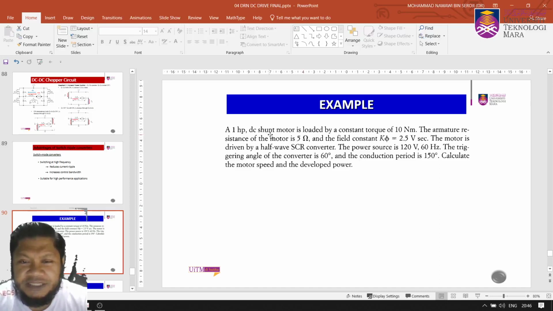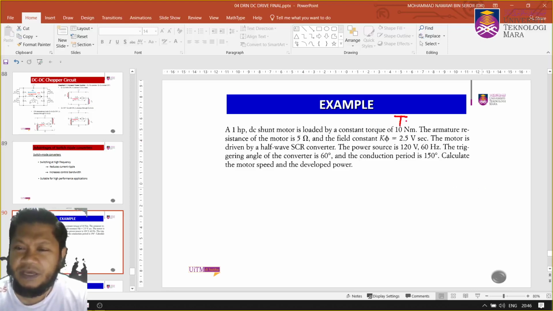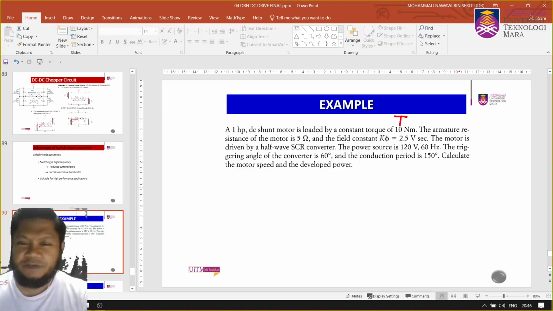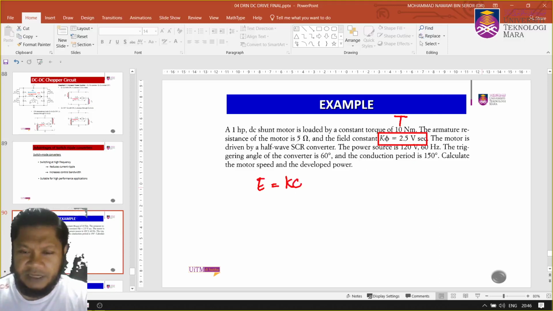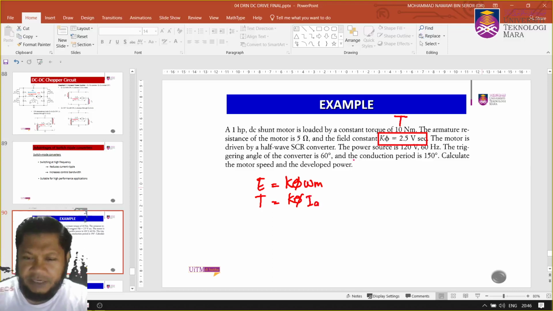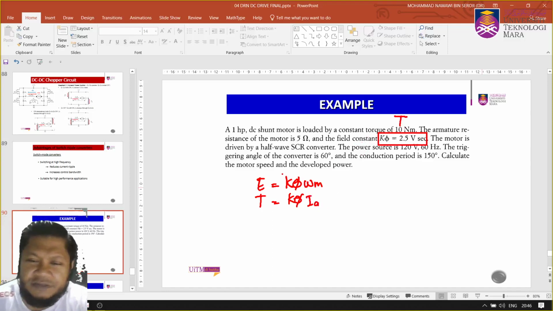A 1 HP DC shunt motor is loaded by a constant torque of 10 Newton meter. So that will be your T here. The armature resistance of the motor is 5 ohm, and the field constant K flux equals 2.5 volt. So remember, E always equals K flux omega, and torque equals K flux Ia.